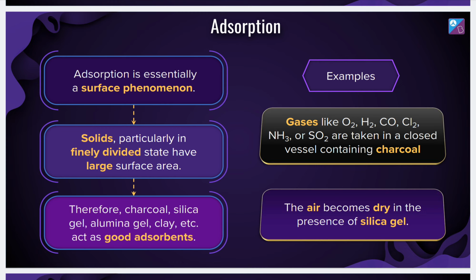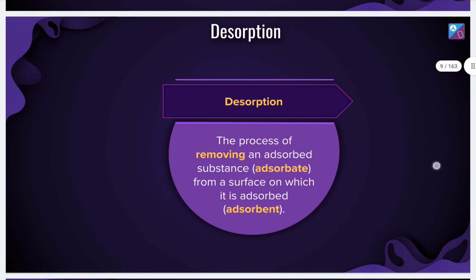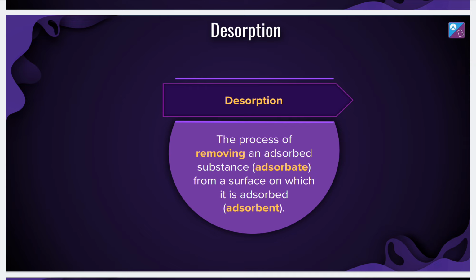For example, gases like oxygen, hydrogen, carbon monoxide, chlorine, ammonia and sulfur dioxide are taken in a closed vessel containing charcoal. The air becomes dry in the presence of silica gel. Good thing. Now, what is desorption?